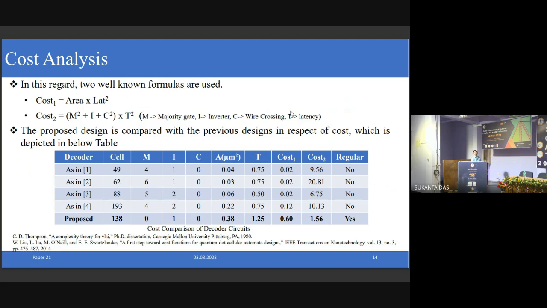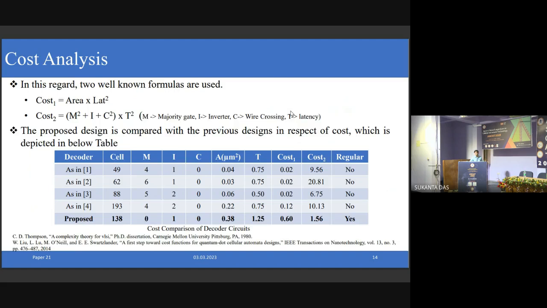Because according to the previous research, we know that whenever we use regular clocking to realize any circuit, it automatically increases the circuit area. So that is the main reason for the increase in cost 1. But another key point of my research is that we have used regular clocking. None of the previous research uses regular clocking. So this is the main key point of our research.